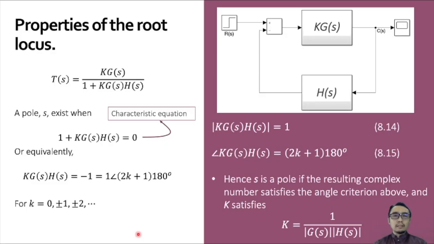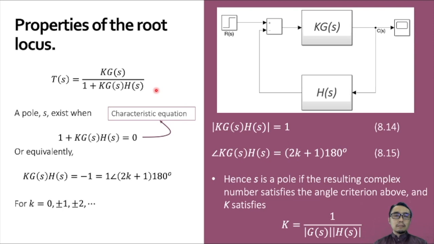Next, let's look at the general closed loop system as shown here. You have the open loop transfer function KG(s), and then you have a feedback H(s). If you write the expression for the closed loop transfer function, it will be given by KG over 1 plus KGH.